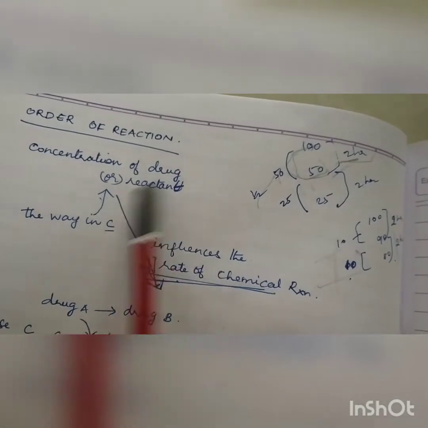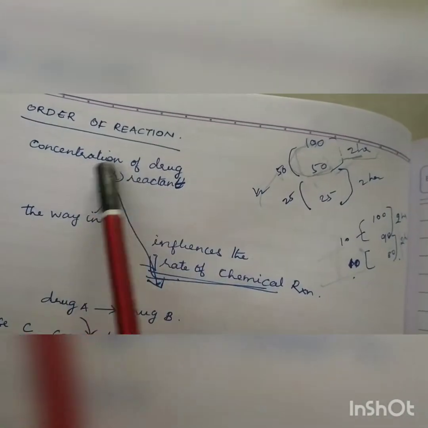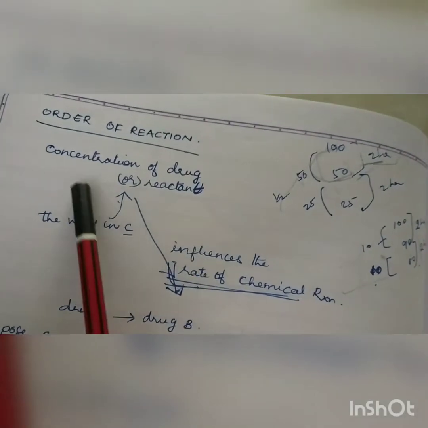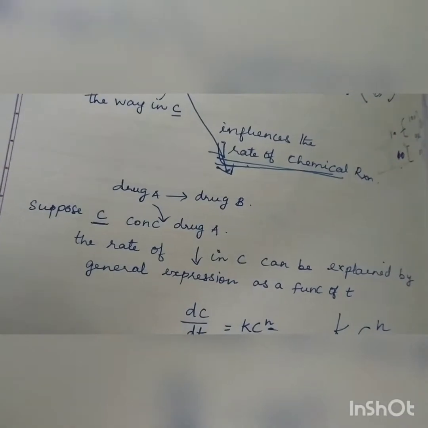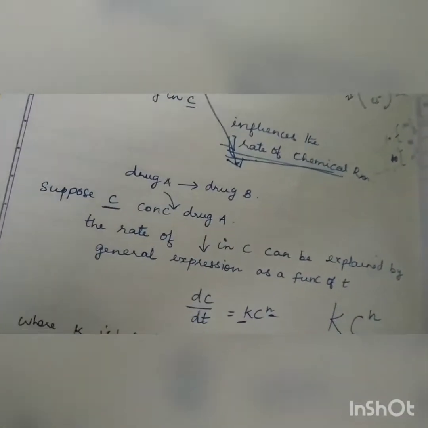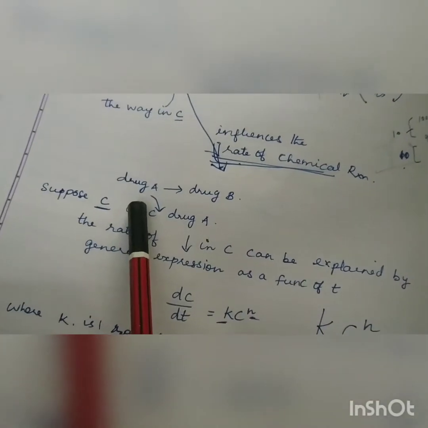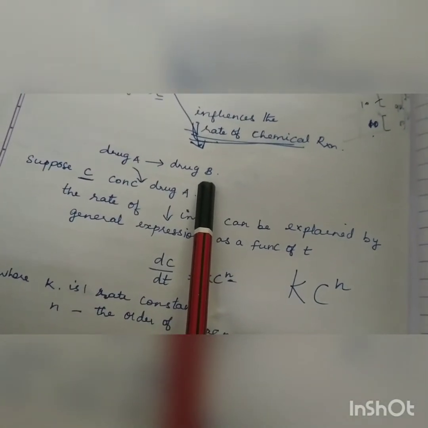The way in which the concentration of the drug or a reactant influences the rate of reaction refers to order of reaction. For example, we will take the same reaction, drug A that changes to drug B. Fine.